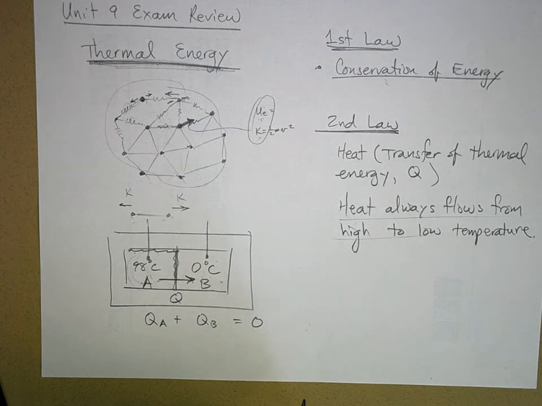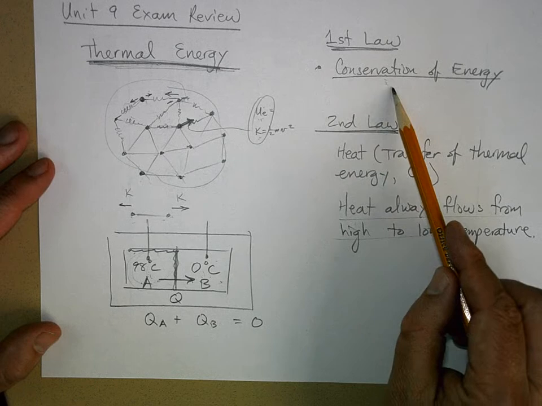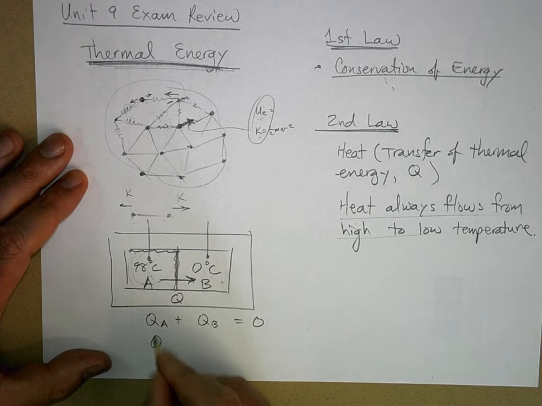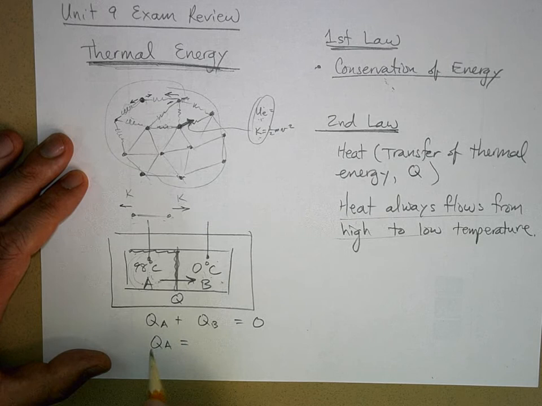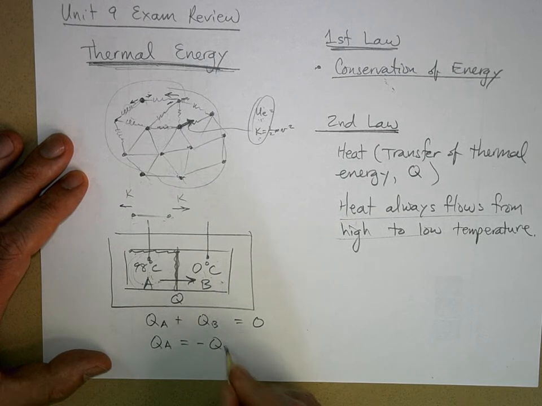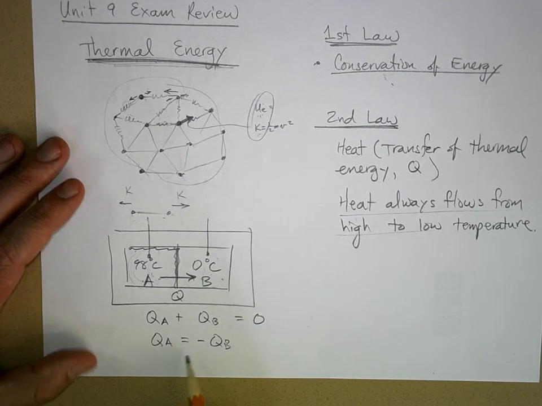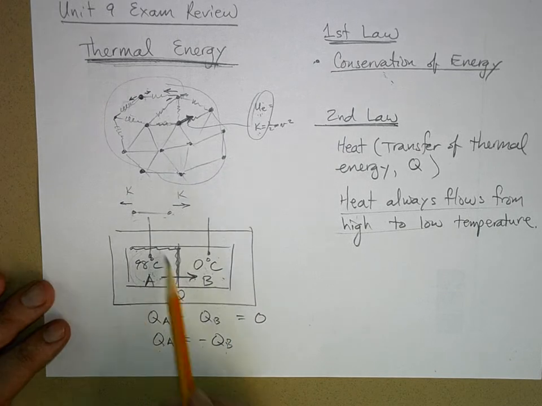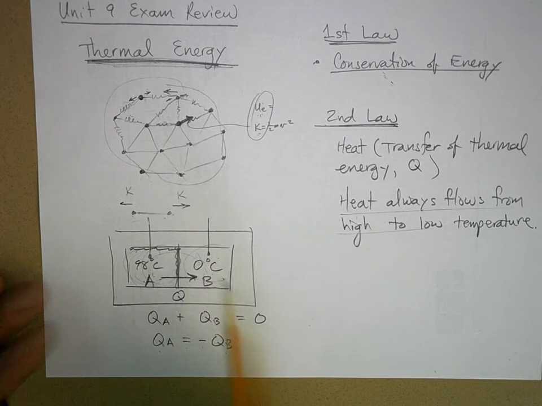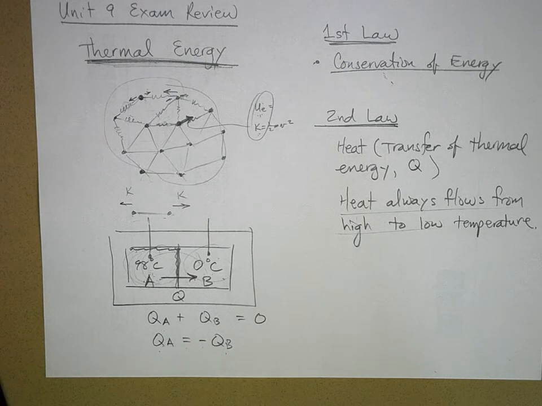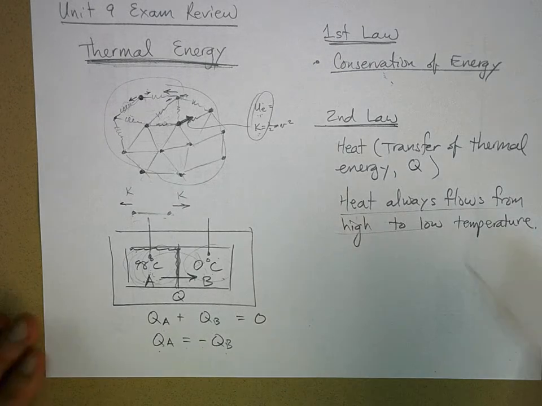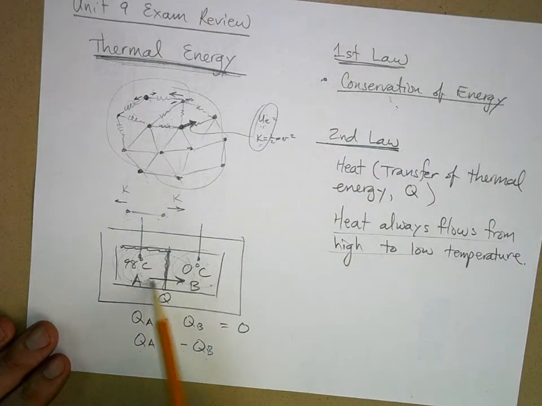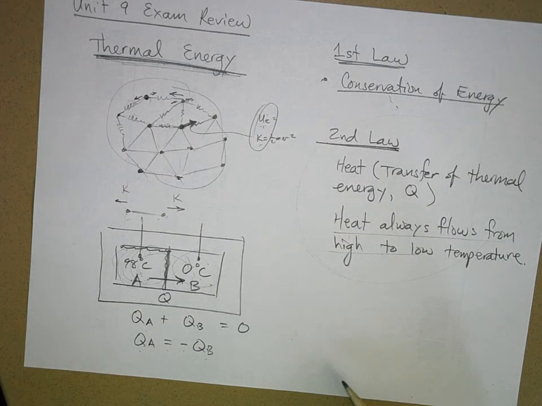Okay? So the first law basically says this: the heat lost from A will be equal to negative heat gained by B. So this is thermal energy lost from A will be equal to the negative of the heat gained from B. You're just transferring thermal energy from this guy into this guy. The total amount of energy doesn't change. You're just transferring it from one thing into another. That's the first law. And the fact that it will go from the high to the low temperature thing, that's an application of the second law.